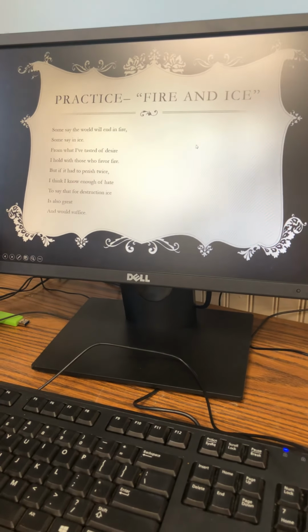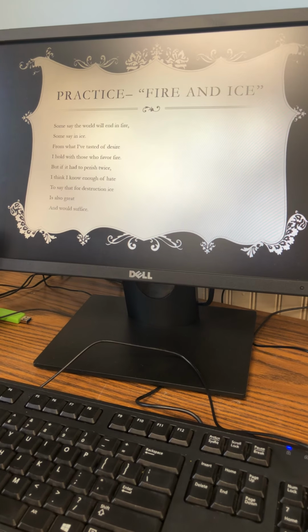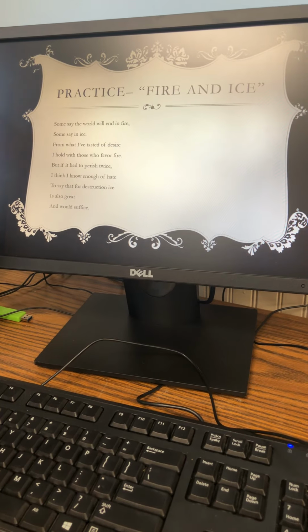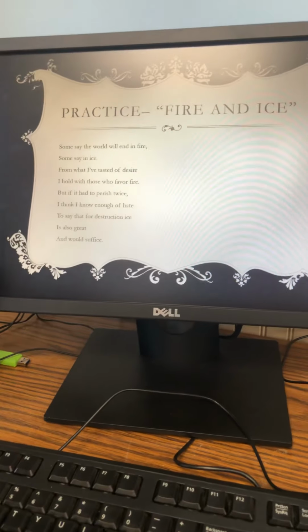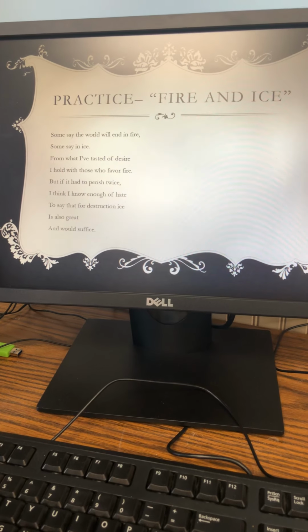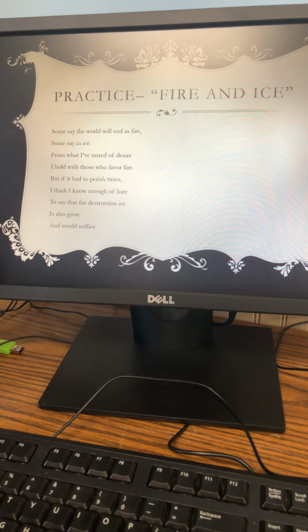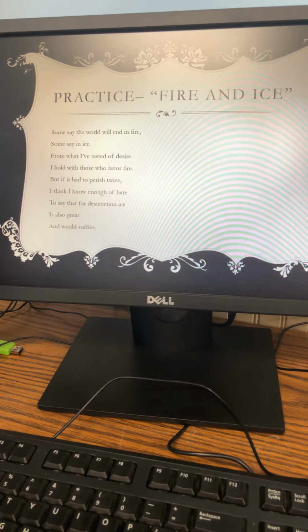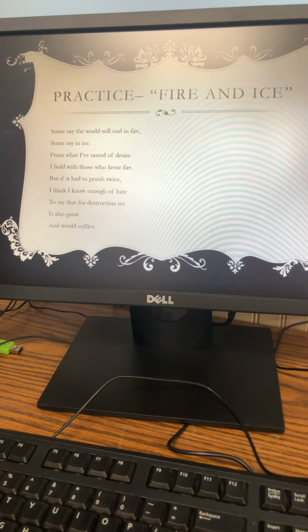All right, I think this is the last practice. This is a Robert Frost poem, Fire and Ice. So go ahead and do this one. I think I might have multiple stanzas on here. Go ahead and do this practice. Start with letter A and just check your end rhymes. You can pause the video.